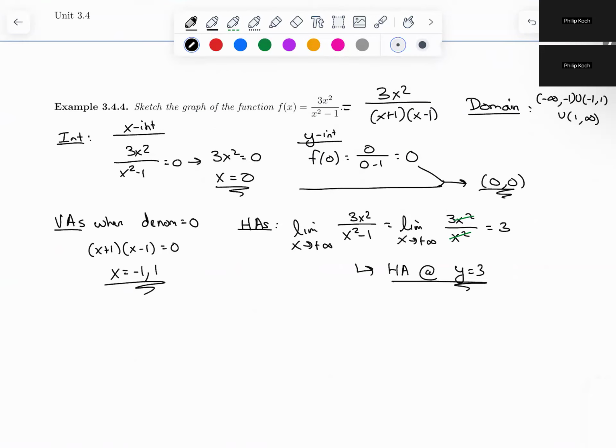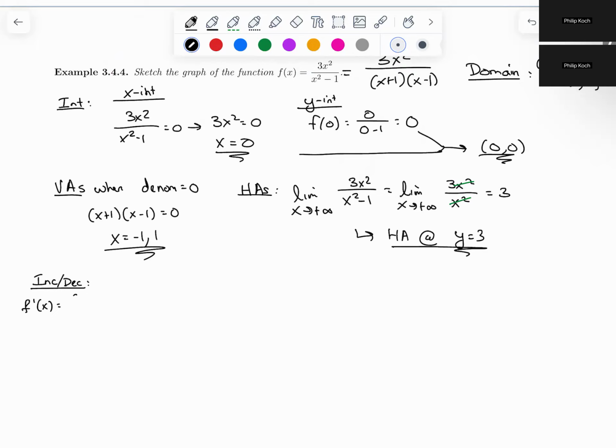Now let's work on finding intervals of increase and decrease along with relative extrema, and that corresponds to the first derivative. Then we'll work on concavity and inflection points, which will correspond to the second derivative. So now we're going to do increasing, decreasing. So f prime would be f prime g: 6x times x squared minus 1, minus g prime, so 2x times 3x squared.